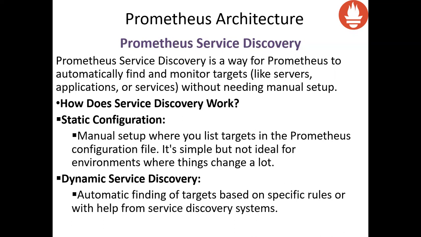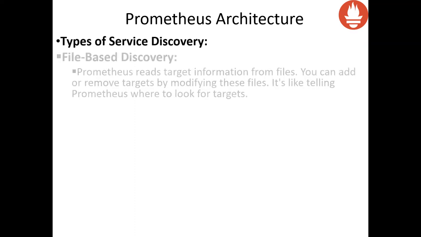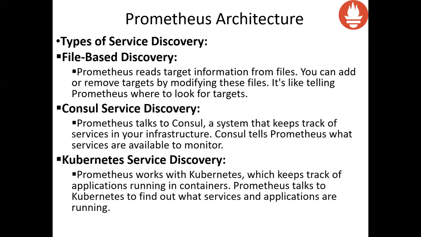Prometheus service discovery is a way for Prometheus to automatically find and monitor targets without needing manual setup. How does service discovery work? Static configuration: manual setup where you list targets in the Prometheus configuration file. It's simple but not ideal for environments where things change a lot. Dynamic service discovery: automatic finding of targets based on specific rules or with the help of a service discovery system. Then types of service discovery are file-based discovery, Consul service discovery, and Kubernetes service discovery.